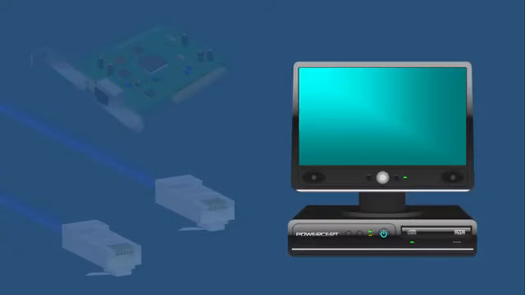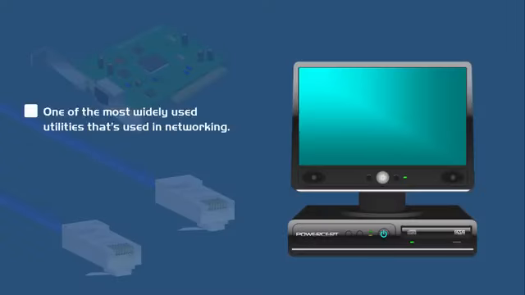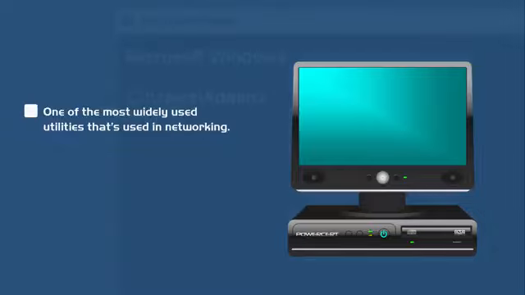Hello everyone. In this video we're going to talk about one of the most widely used utilities in networking, and I'm talking about the ping command.